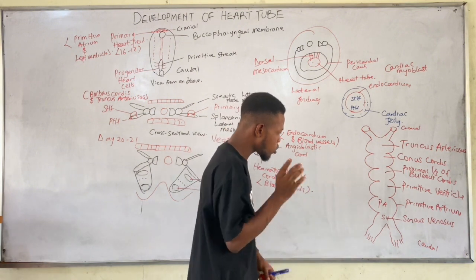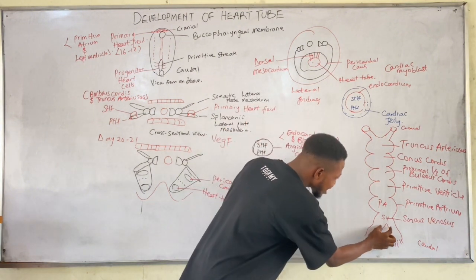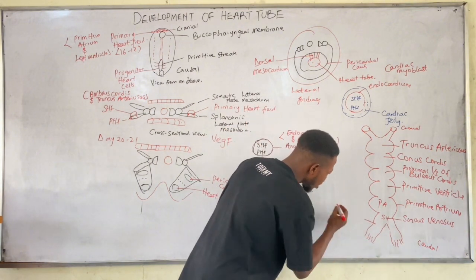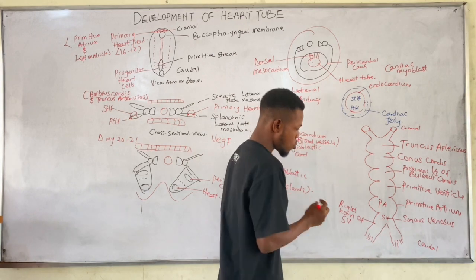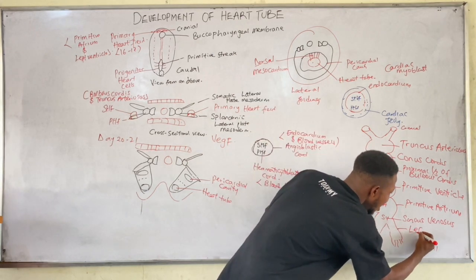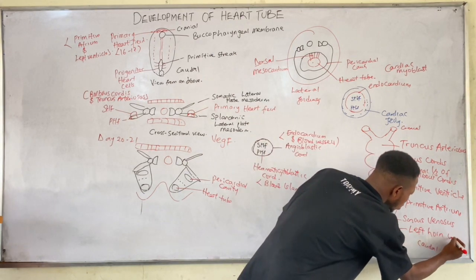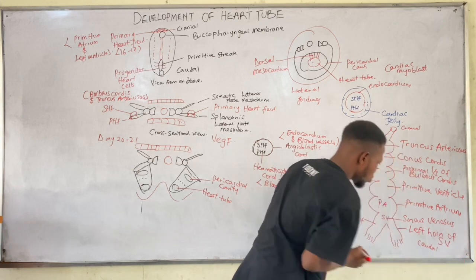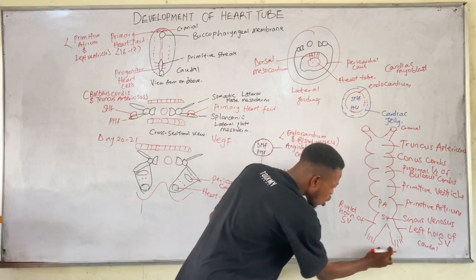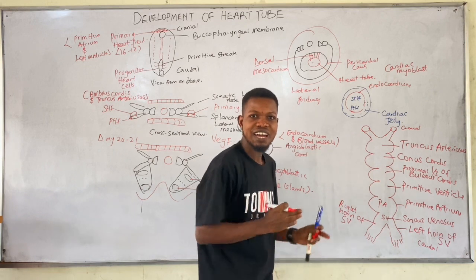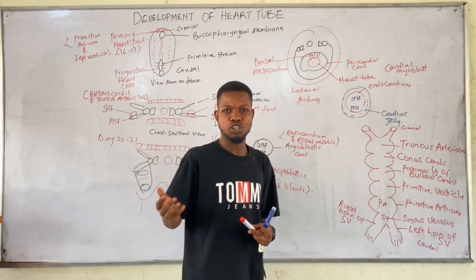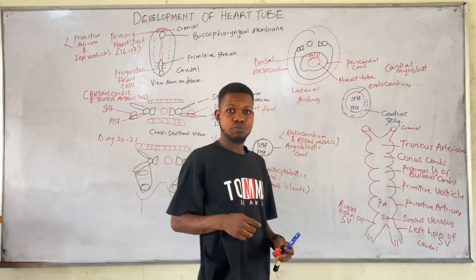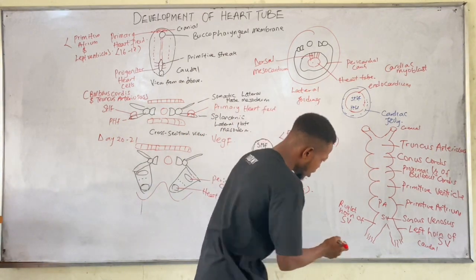Now, before that, at this sinus venosus, there's something we call the right arm of sinus venosus, and this place is the left arm of sinus venosus. Now, within these arms of sinus venosus, there are veins. It's those veins that carry blood into the heart tube.